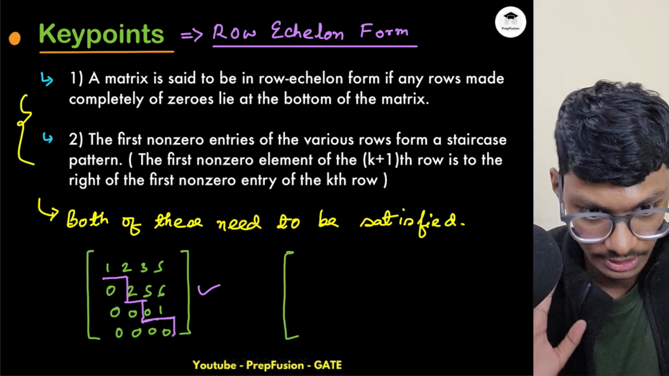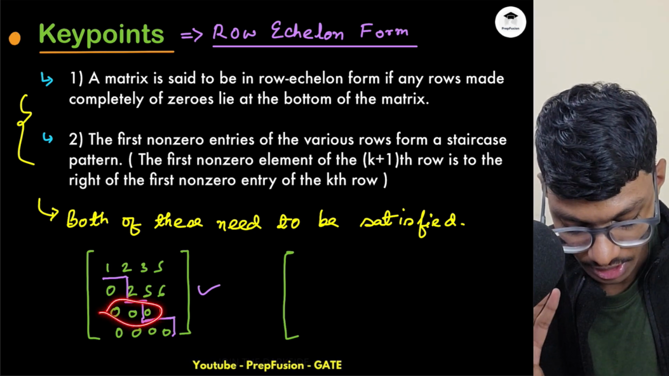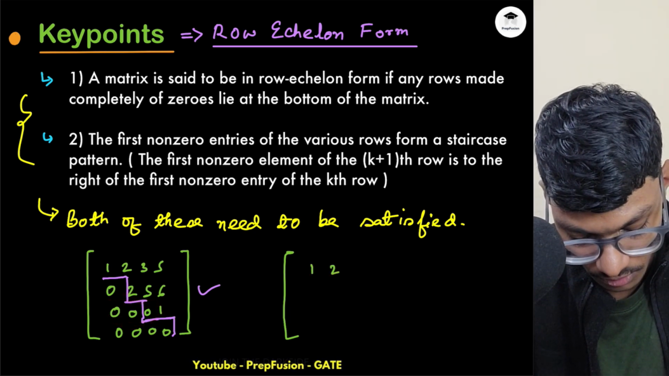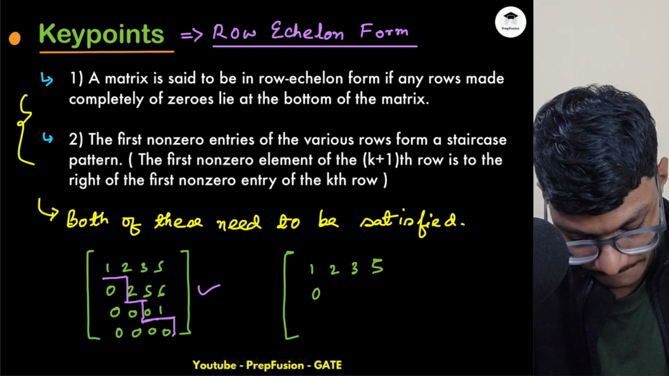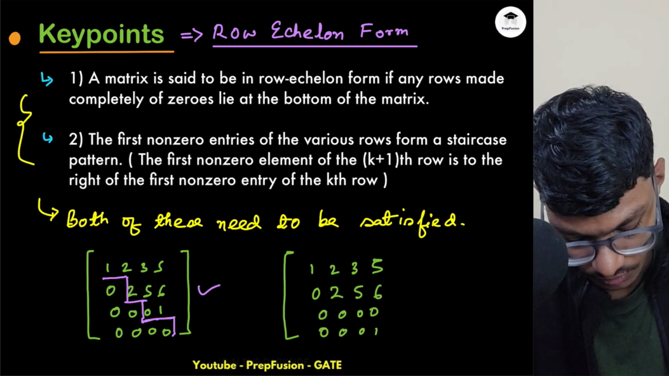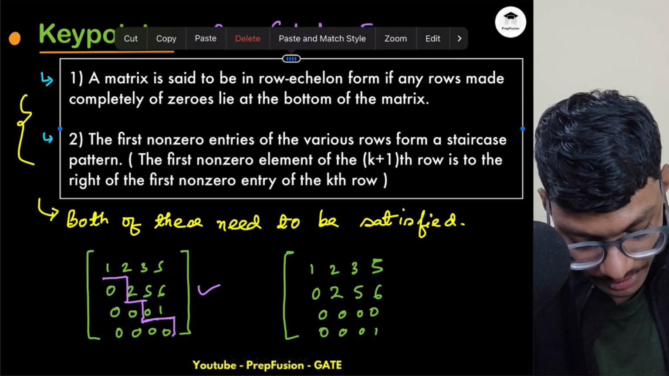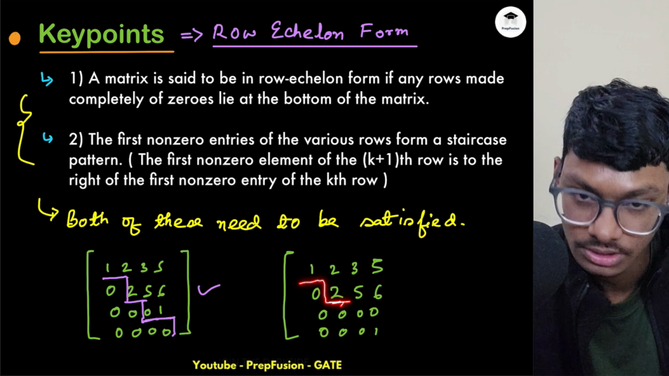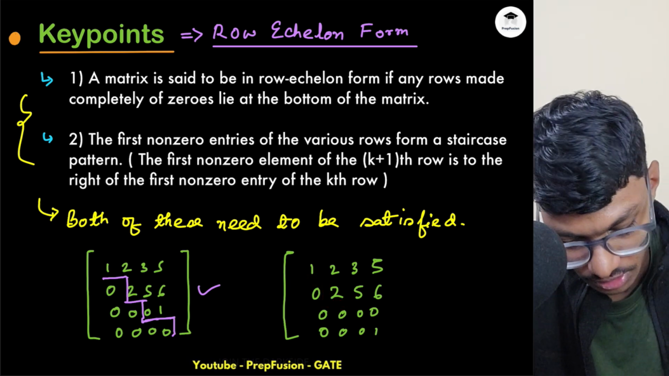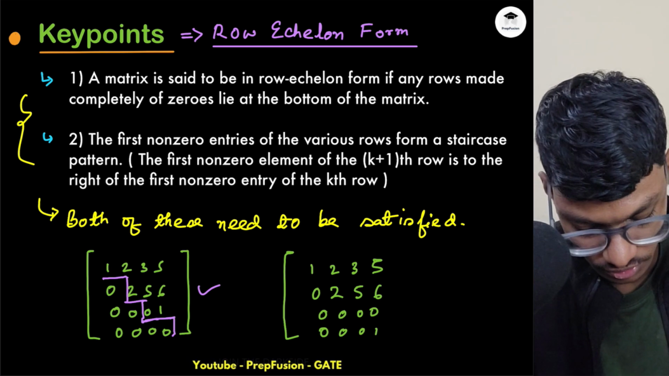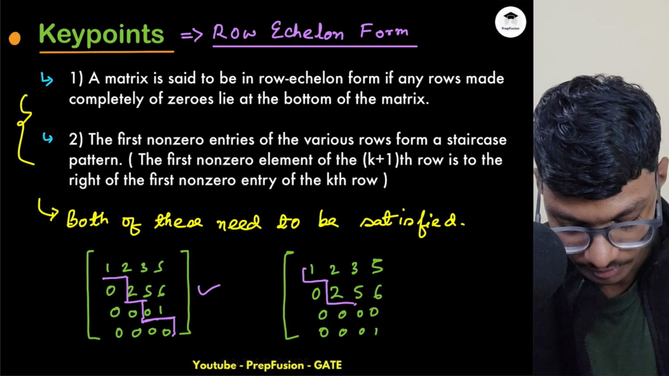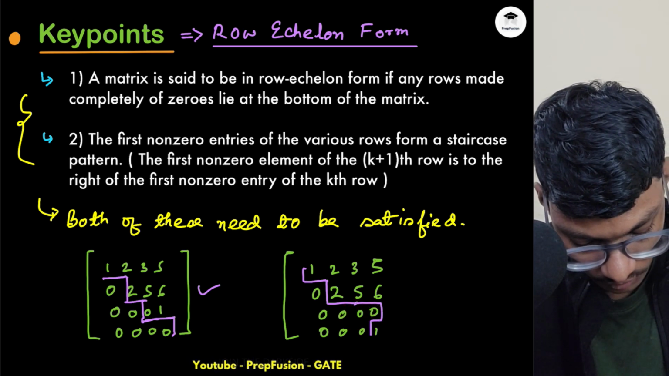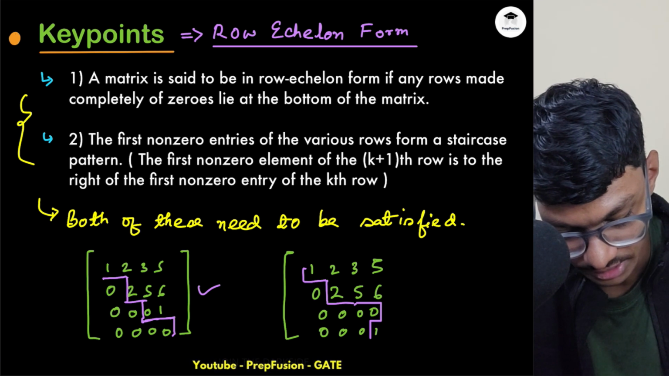Now if I take the same matrix, I will just interchange the last two rows: 1, 2, 3, 5, then 0, 2, 5, 6, then 0, 0, 0, 0, then 0, 0, 0, 1. So I follow the non-zero elements. This part is a staircase, fine. But here, at this point, I don't have any non-zero element, so I go towards the end and then follow the non-zero element. Is this a staircase? This is not a staircase.